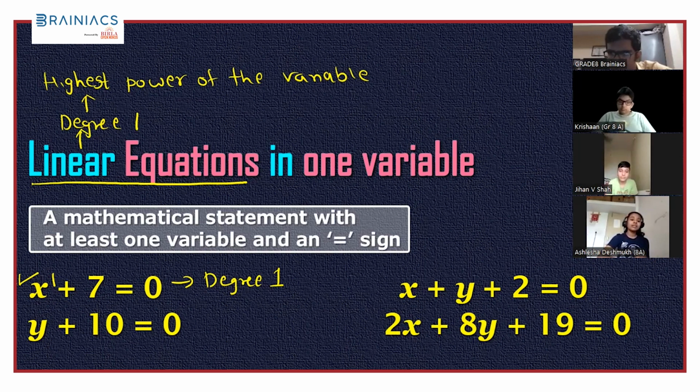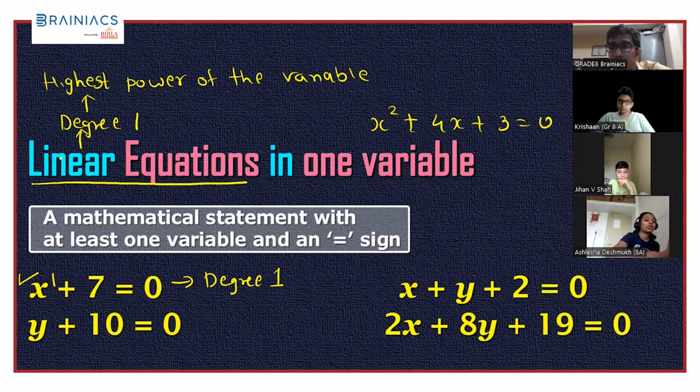And sir, if there is x powered by 2, then it's not a linear. Yes, correct. See, I will give an example. Suppose this is the given equation. Now you check which is the highest power of the variable. The highest power of the variable here is 2. So the degree of this equation is 2. So this is not a linear equation.